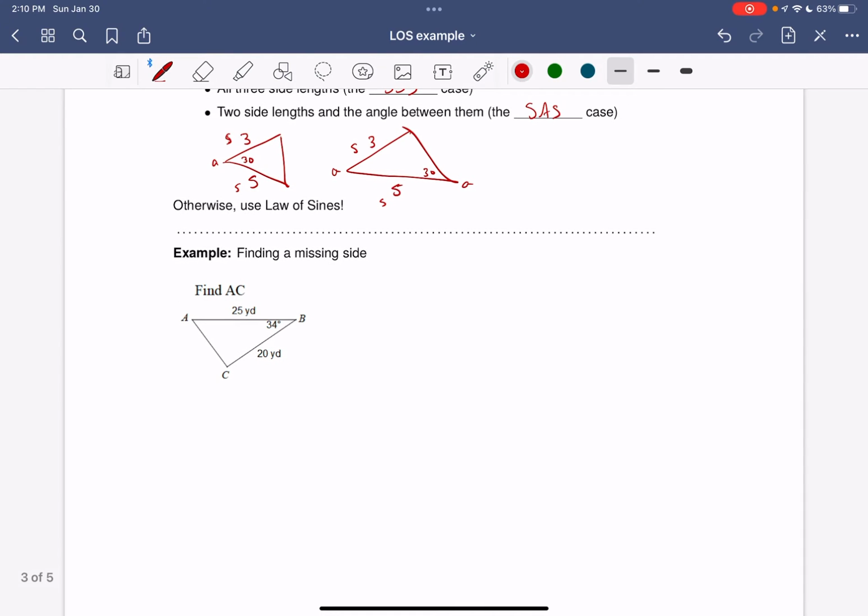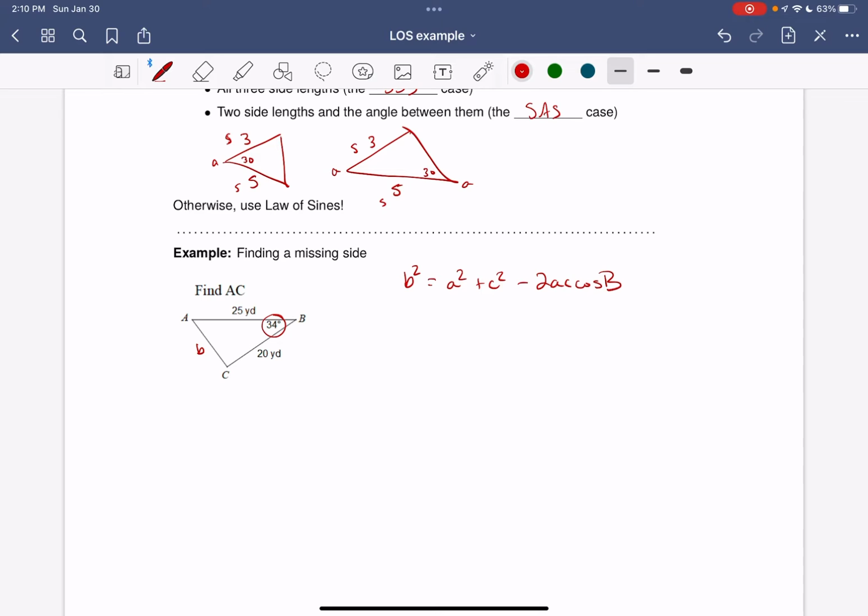Okay, so let's use law of cosines to find the missing side. First we're going to set it up. I see that I know angle B, and I'm looking for side B. So I'm setting up B squared equals A squared plus C squared minus 2AC cosine B. And no, I'm not going to make you memorize the law of cosines.